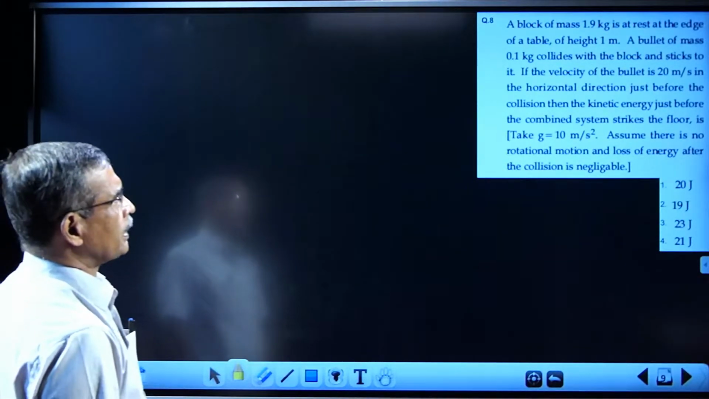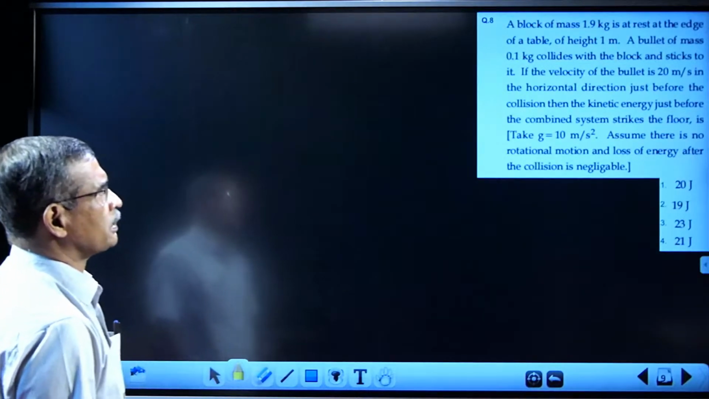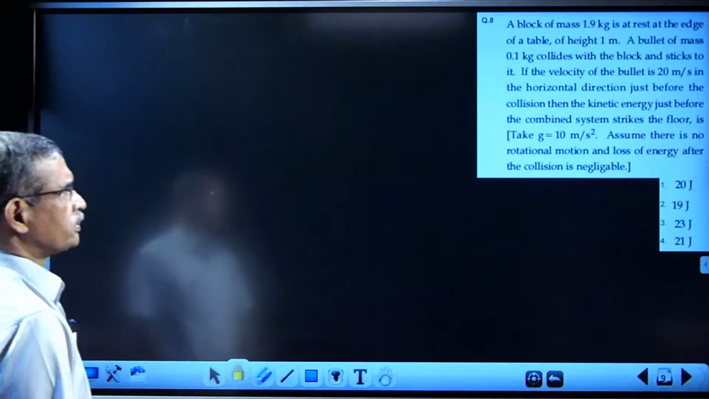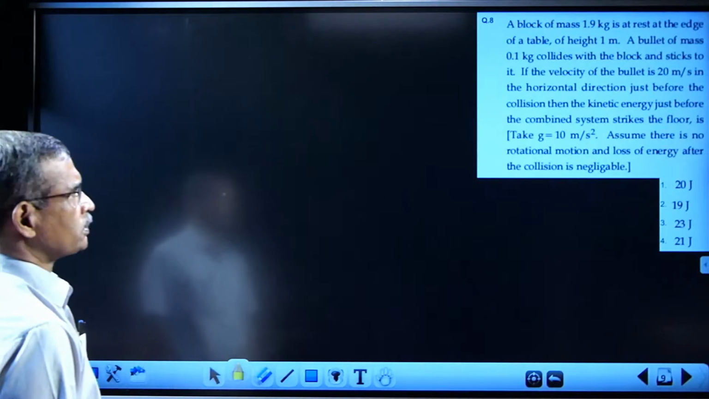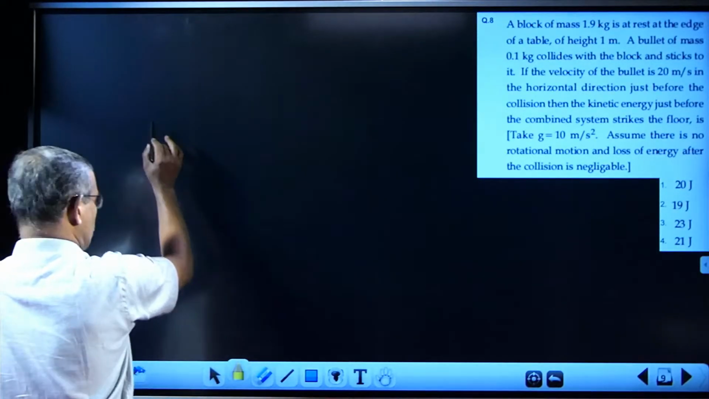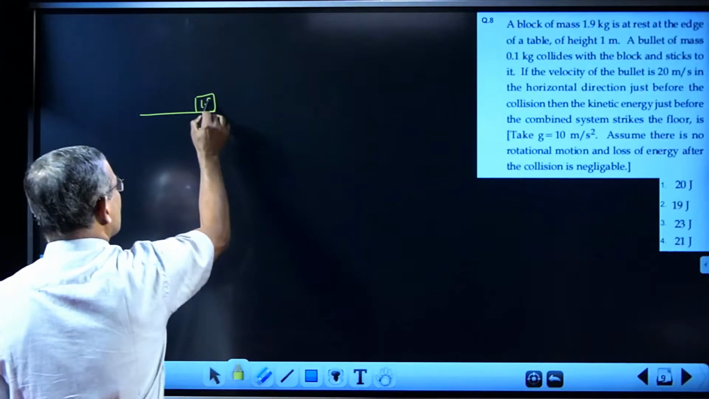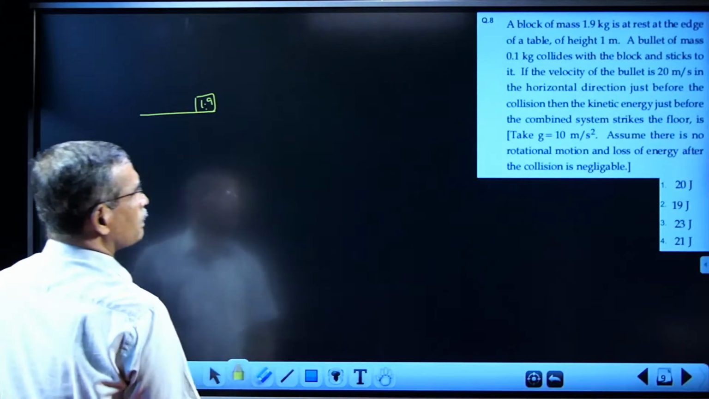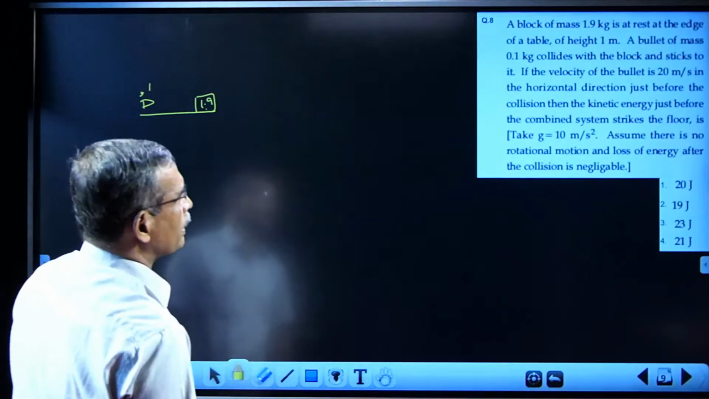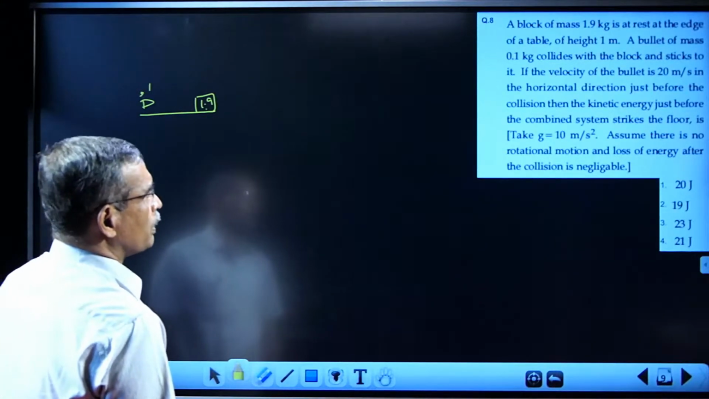A block of mass 1.9 kg rests at the edge of a table of height 1 meter. A bullet of mass 0.1 kilogram collides with the block and sticks to it. The velocity of the bullet is 20 meters per second in the horizontal direction just before the collision. Then find the kinetic energy just before the combined system strikes the floor. Now, here is our block, mass 1.9, and here is our bullet, 0.1 kilogram. The bullet collides with the block, and the velocity of the bullet is 20 meters per second.